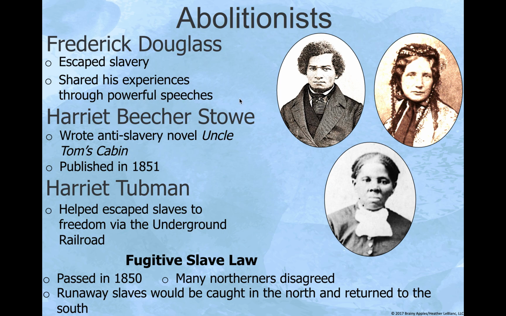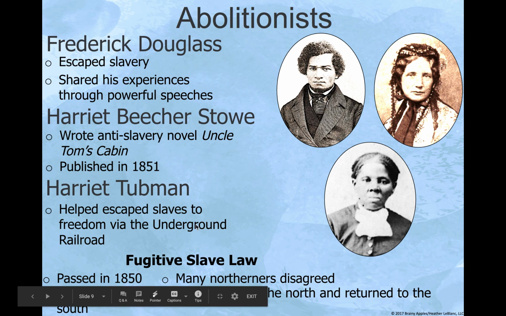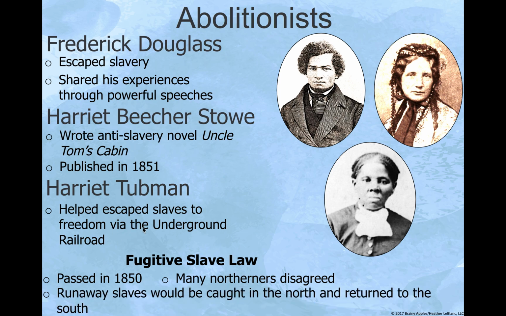Harriet Beecher Stowe is another one. She wrote the anti-slavery novel Uncle Tom's Cabin, which was published in 1851. And Harriet Tubman is another famous abolitionist who helped slaves escape to freedom by the Underground Railroad. So there was a Fugitive Slave Law which was passed in 1850, and many Northerners disagreed with the law.